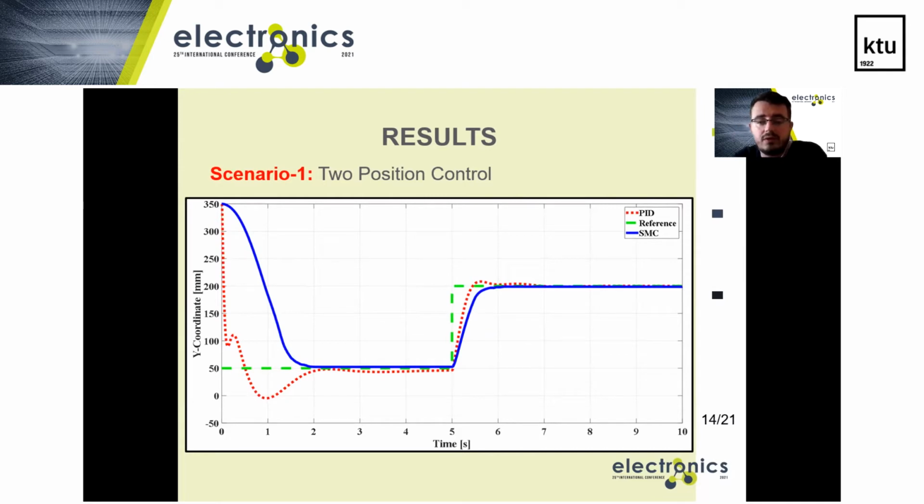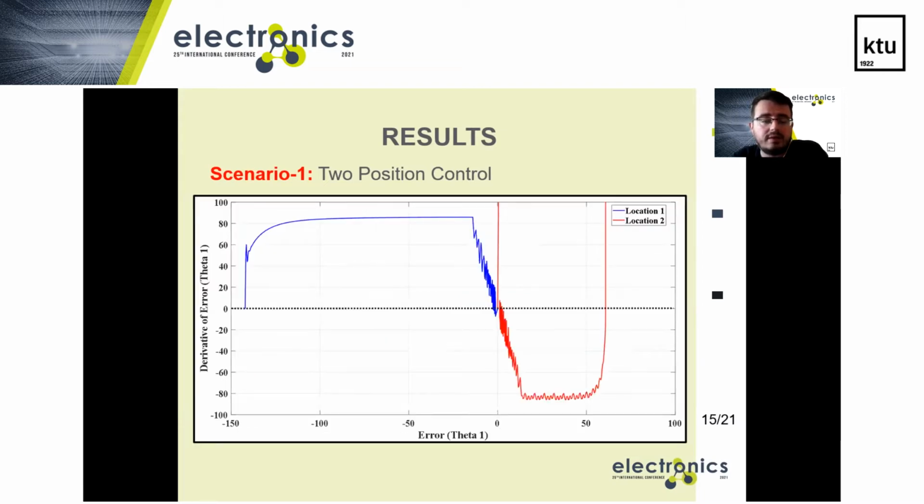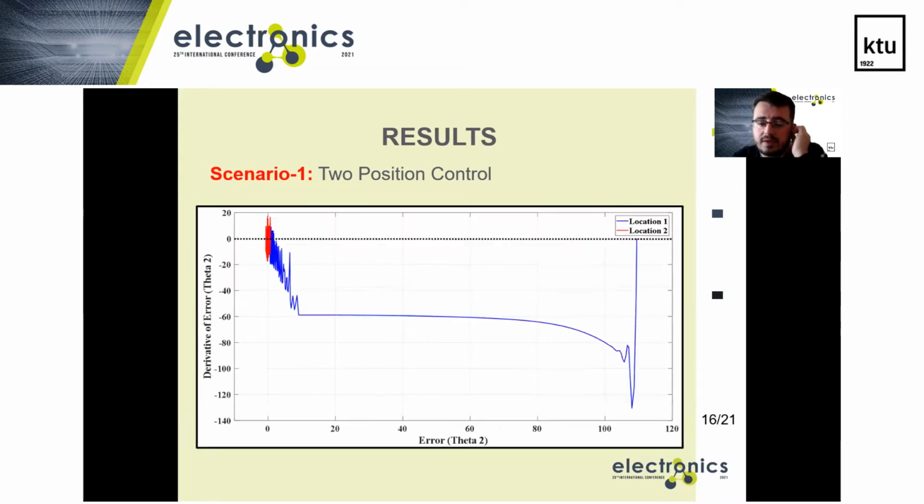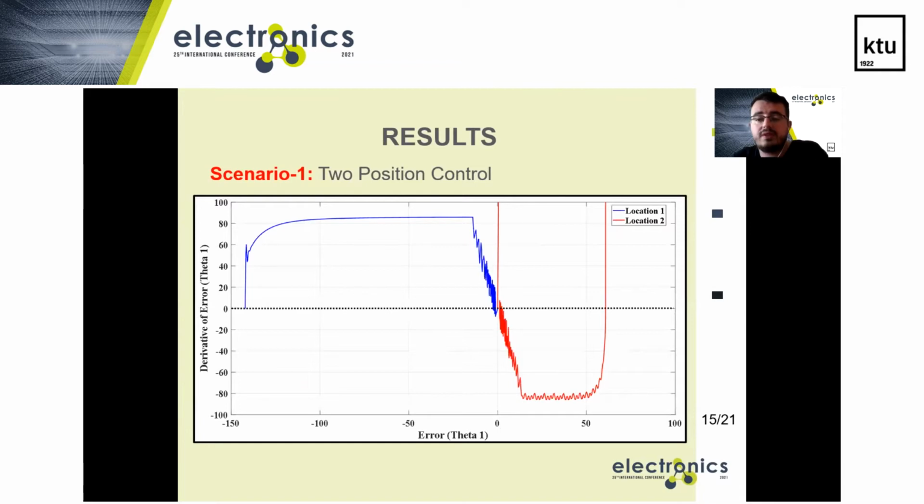Also, there is good performance with the SMC sliding mode controller compared with the PID. And these two images are for the fast portraits of sliding mode control. These two graphs are important for the sliding mode controller structure. How can we understand this? How can we explain this graphic?